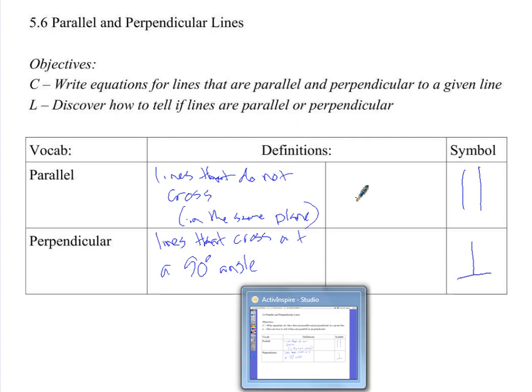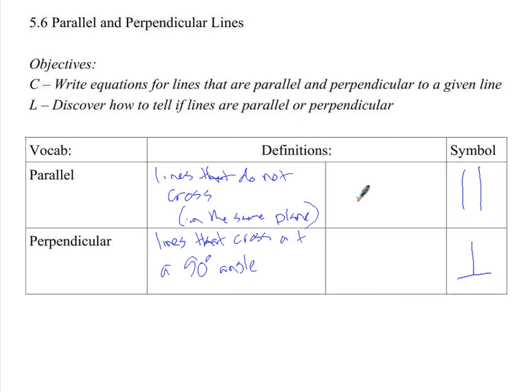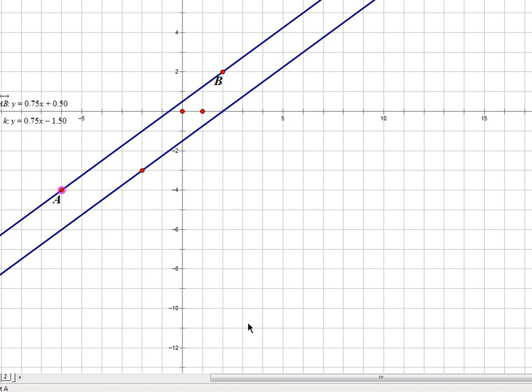So, for my definitions, I'm going to say for parallel lines, same slope. That is something that you absolutely have to know for section 6. Parallel lines have the same slope. Do they have the same y-intercept? No. If they had the same slope and the same y-intercept, we would see exactly the same line. And that's not what's going on here.